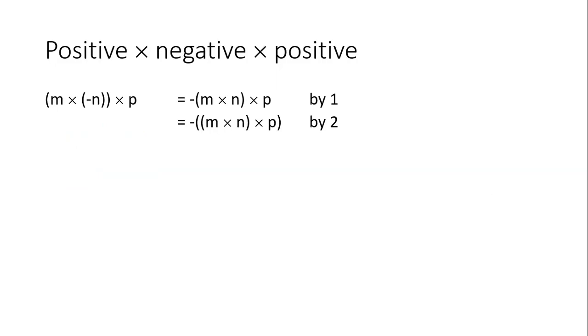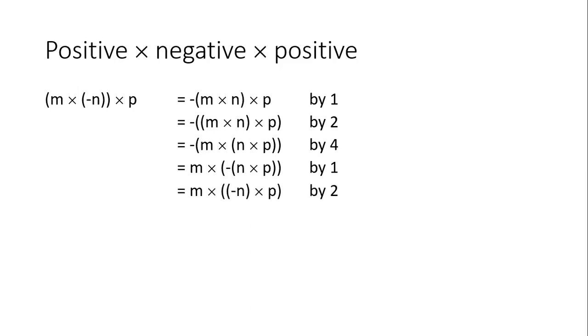So this is by 1, where you have positive times negative becomes negative of a product. Then negative times positive becomes negative of a product. Now you use the associative property. Then you use 1 the reverse way, and then you use 2 the reverse way, and you realize we have got what we wanted.